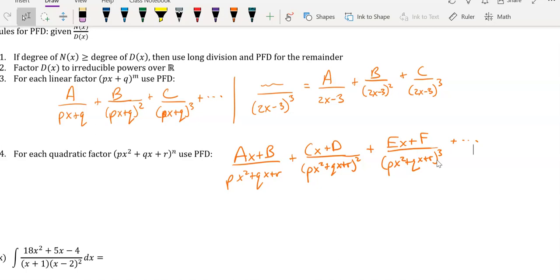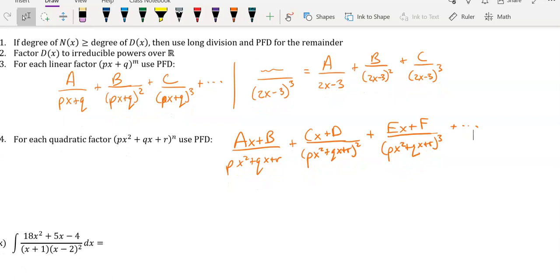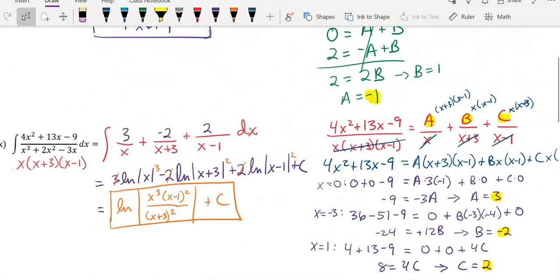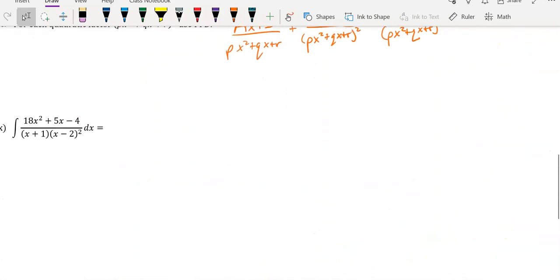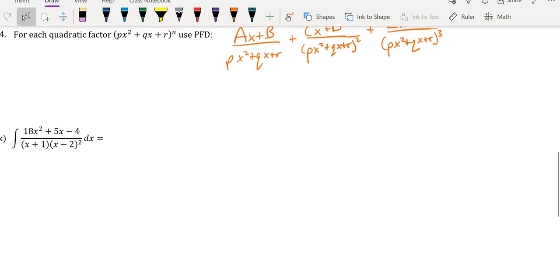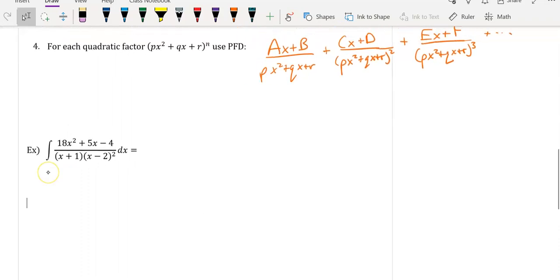Now you're not going to have problems where you have a quadratic trinomial raised to the 5th power or anything like that, but that would be the process where you would continue to expand. Then we still would use one of the methods that we used above to solve for all of our coefficients. So let's do an example here with a linear and a quadratic factor in the denominator, and it is already factored for us.